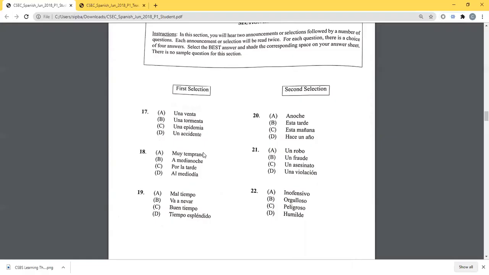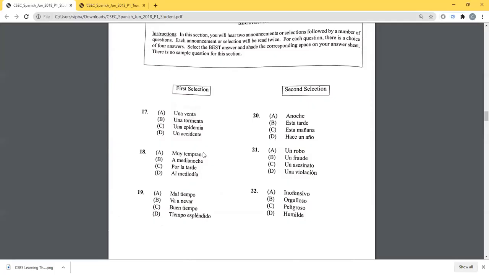Aviso importante. Acabamos de recibir información de que se está acercando una tempestad fuerte. Llegará mañana aproximadamente a las 12 horas. Estará acompañada de vientos con una velocidad de 150 kilómetros por hora. Habrá lluvias torrenciales, truenos y relámpagos.